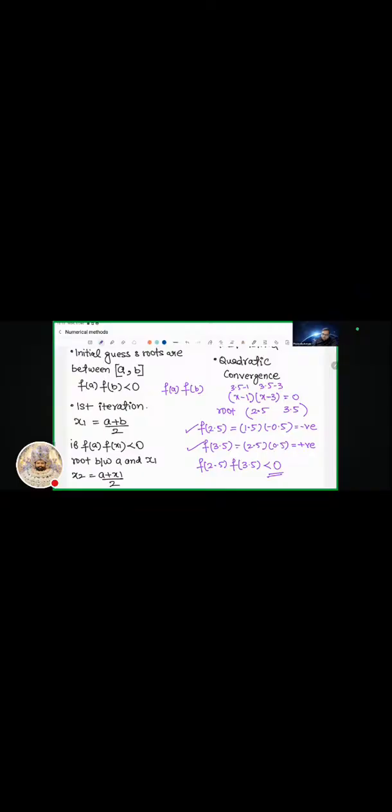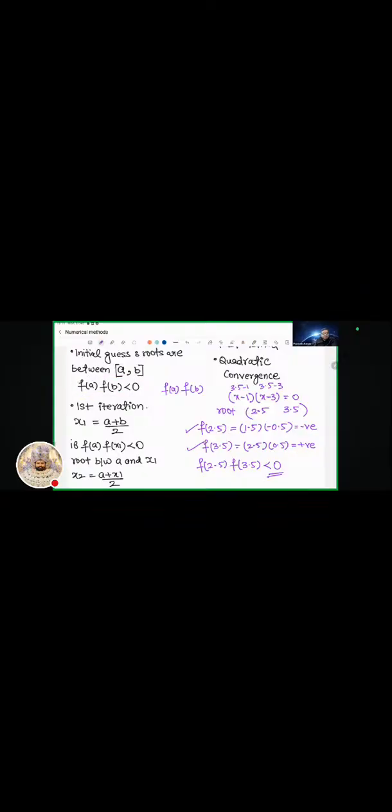So if I find the value of the function at a and at b, and I multiply those values, the answer should be negative. If the answer is negative, it means the root is between these two points. And that is true: my root is between 2.5 and 3.5, which is exactly 3. So my root is between them. Okay, so that is the first check.